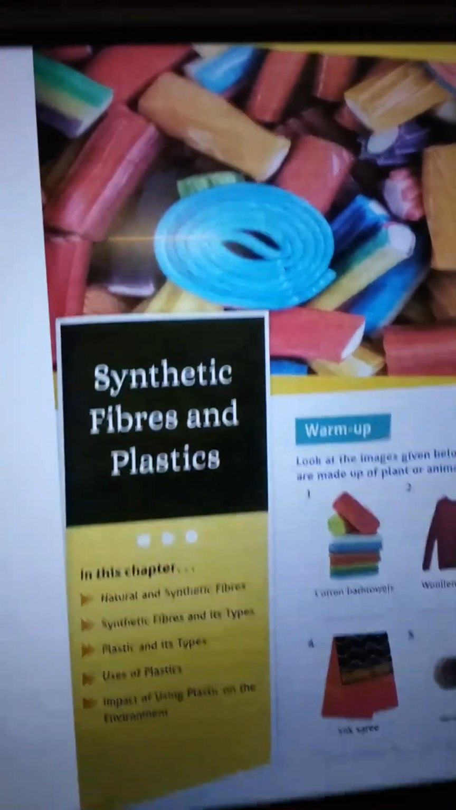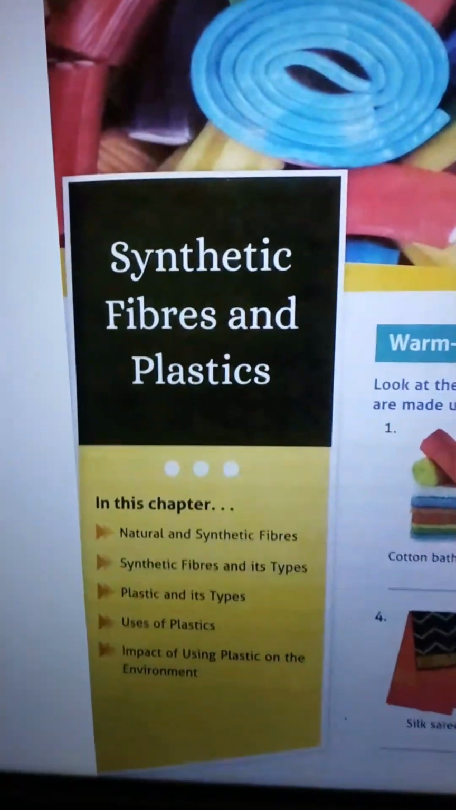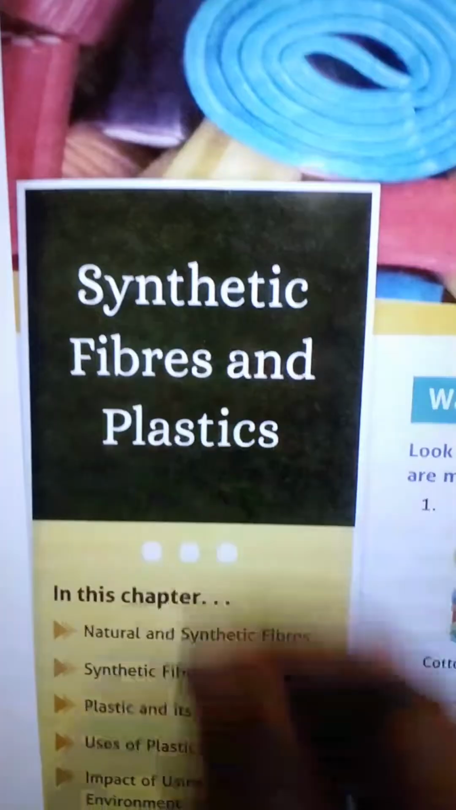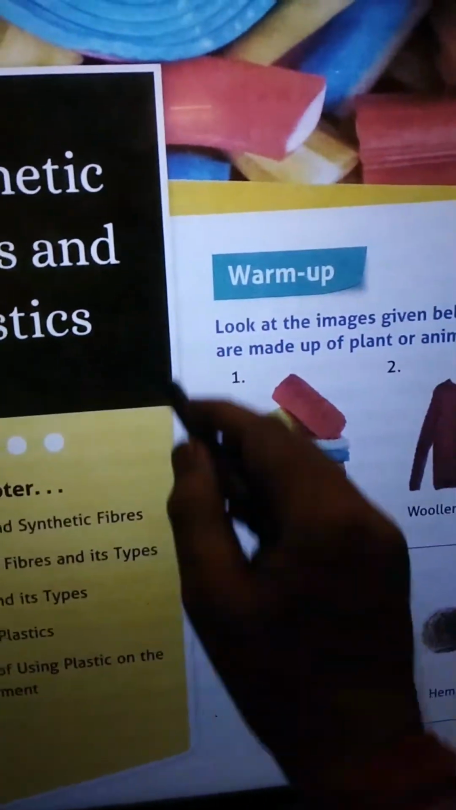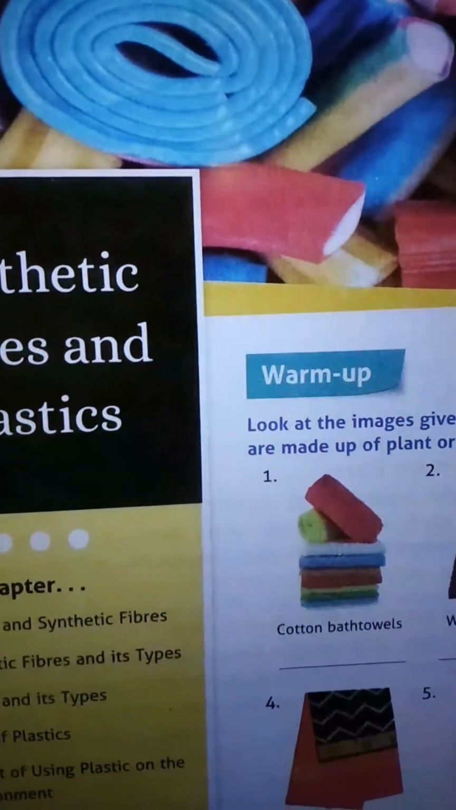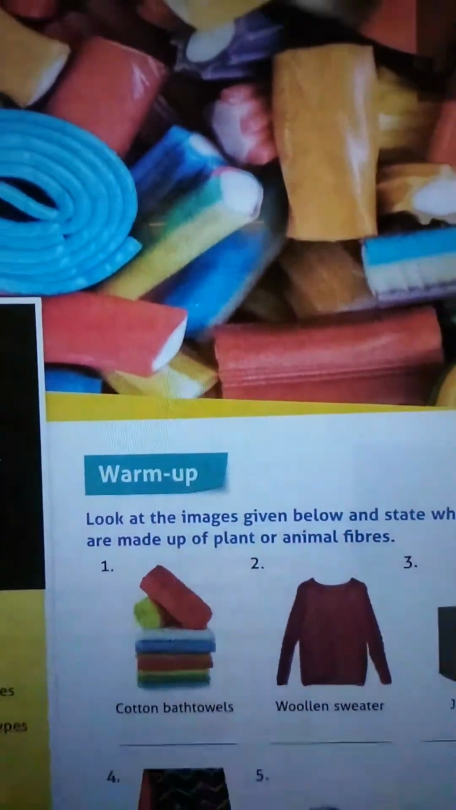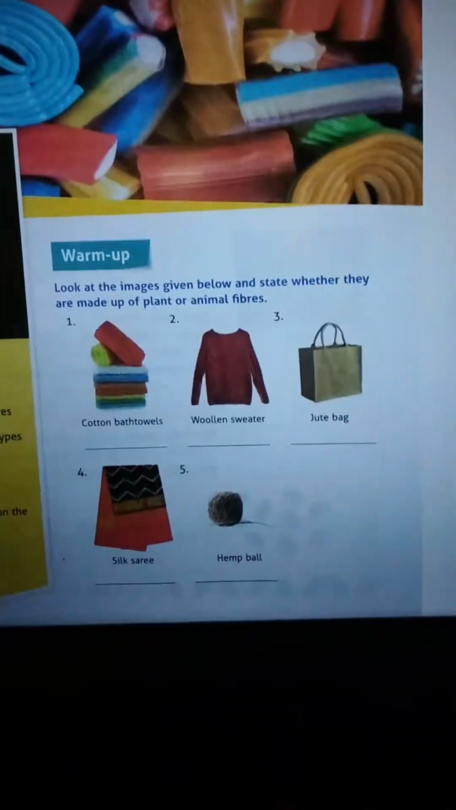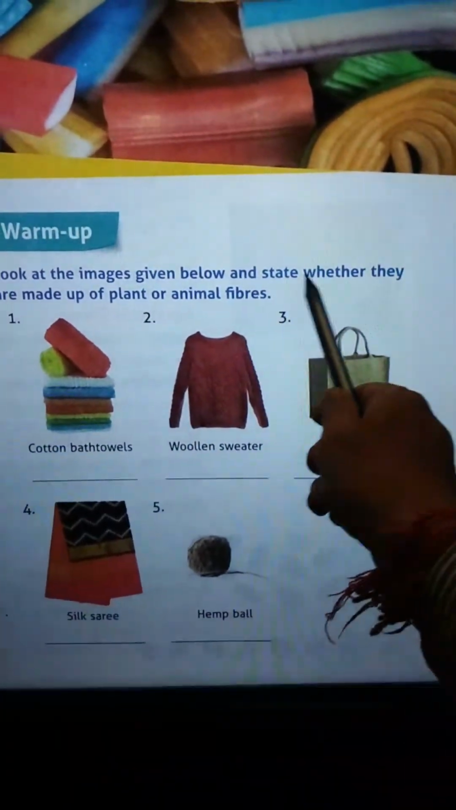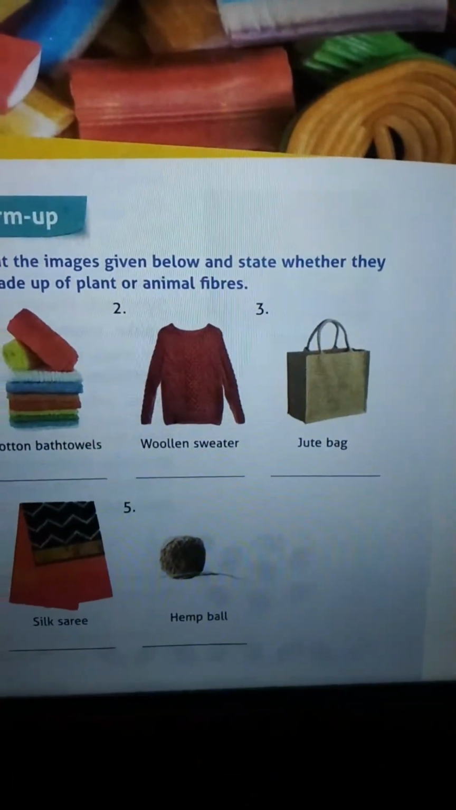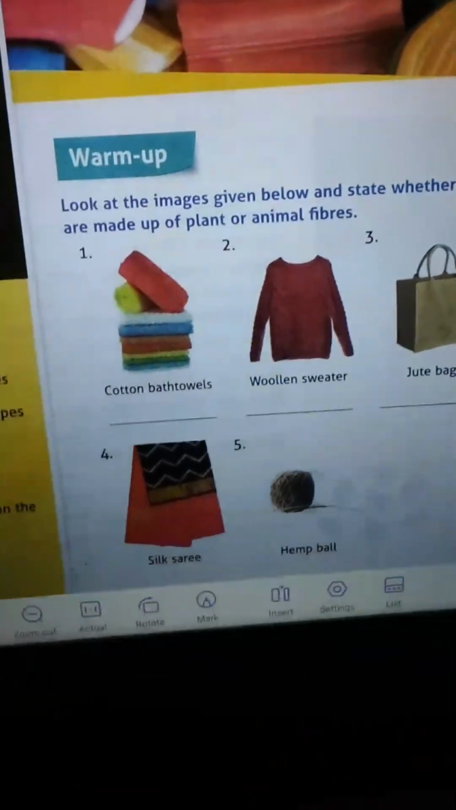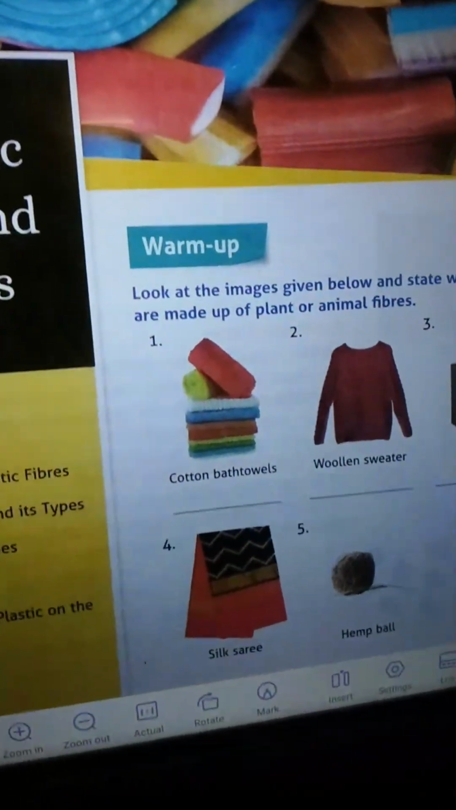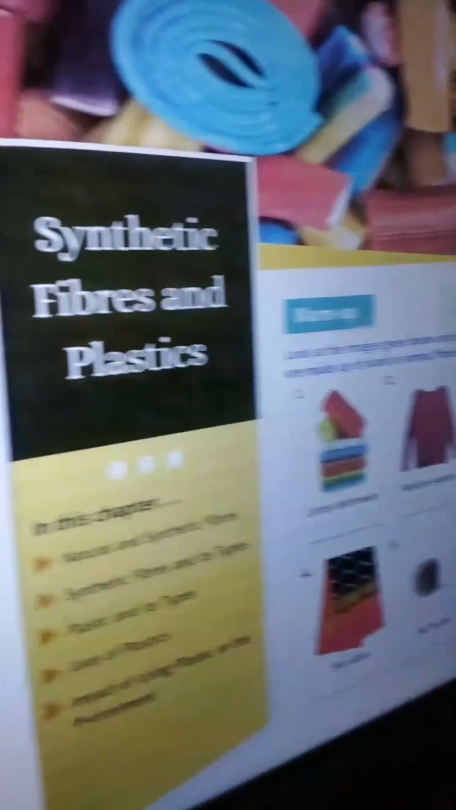So in synthetic fibers, the word synthetic. What is the meaning of the word synthetic? Synthetic means artificial. First, they have given some pictures and it is asked, look at the images given below and state what they are made up of. We have to tell.